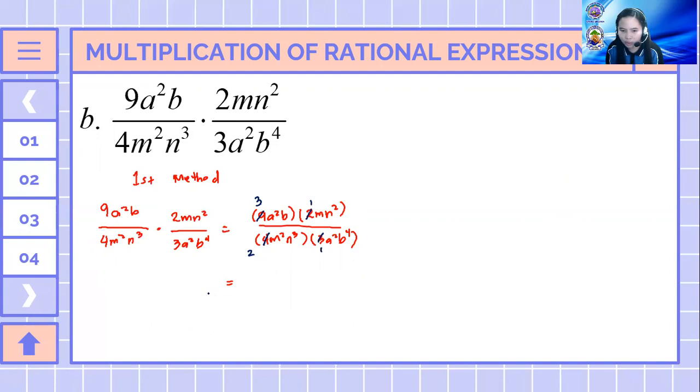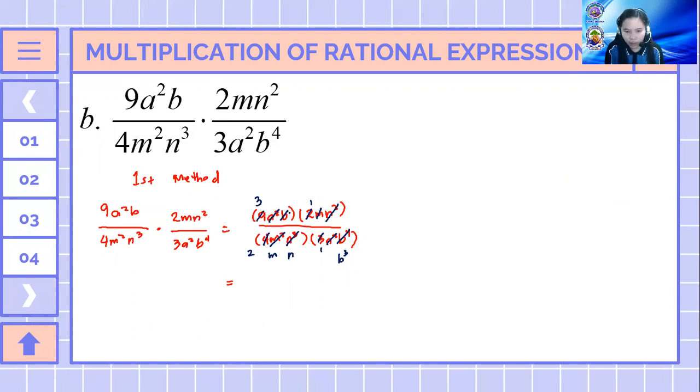Then let's have the variables. As you can see, we have a squared and a squared. A squared will be cancelled out. And then we have b. We can cancel out b, and b raised to the fourth power will become b cubed, just subtract the exponent. For m, we can cancel out m, and then m squared will become m. And then we have n cubed, then n squared. We can cancel out n squared, subtract exponent 3 minus 2, that's why n cubed will become n.